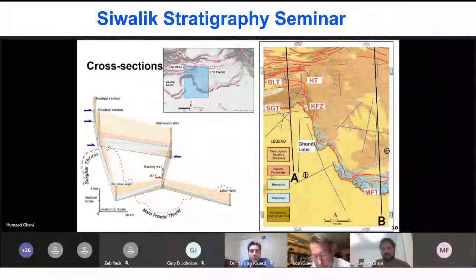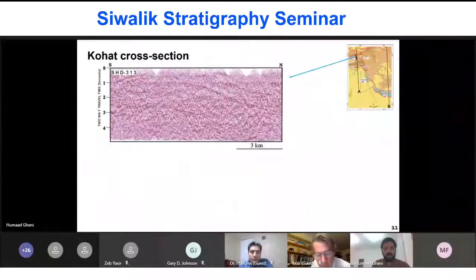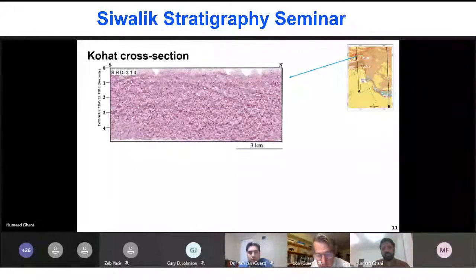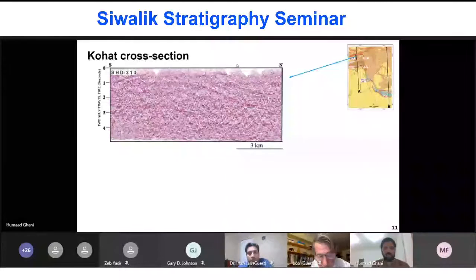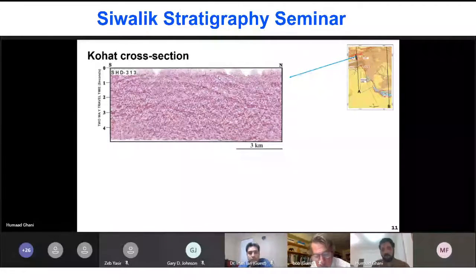These lines are the seismic lines which I used to interpret the structural style, and this is one representative line from north of Kohat. What you can see here is that in the upper portion of this seismic line, up to 1 or 2 seconds, whatever is coming up from the surface is terminating in the upper parts, and you can see some sort of repetition in the subsurface.